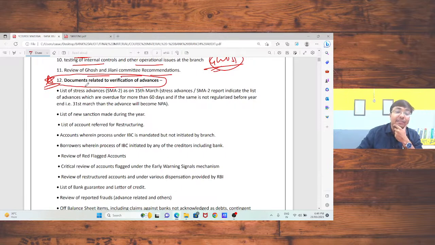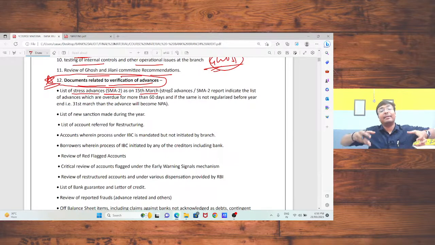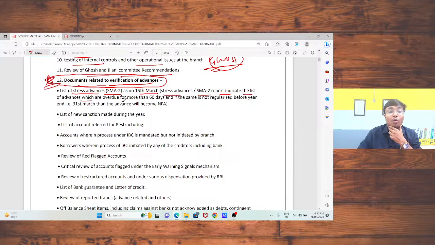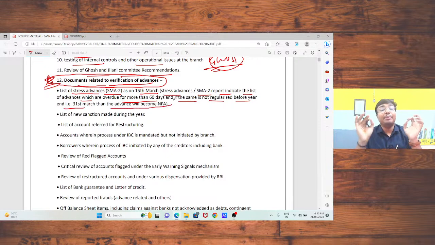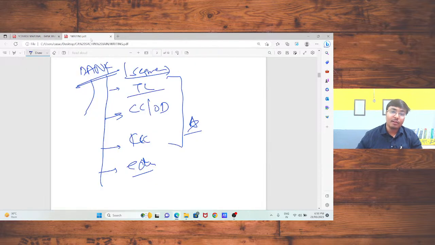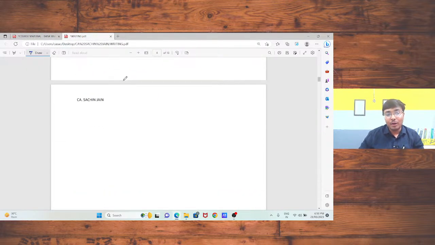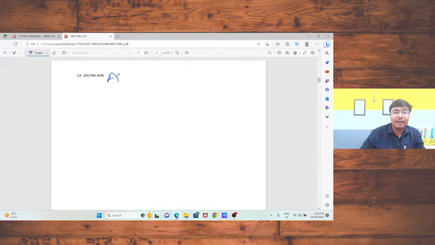Now we are going to start our discussion on advance documents related to verification of advances. Sir, the list of stress assets, that is SMA 2, as on 15th March, you should take that list. The stress advances SMA 2 report indicates the list of advances which are overdue for more than 60 days, and if the same is not regularized before the year end, that is 31st March, the advance will become NPA. So SMA 2 plays a very important role, and there is a separate report generated for SMA 2. Okay, and one more piece of information is there, when you are going to ask the branch, sir, please provide the advances list.